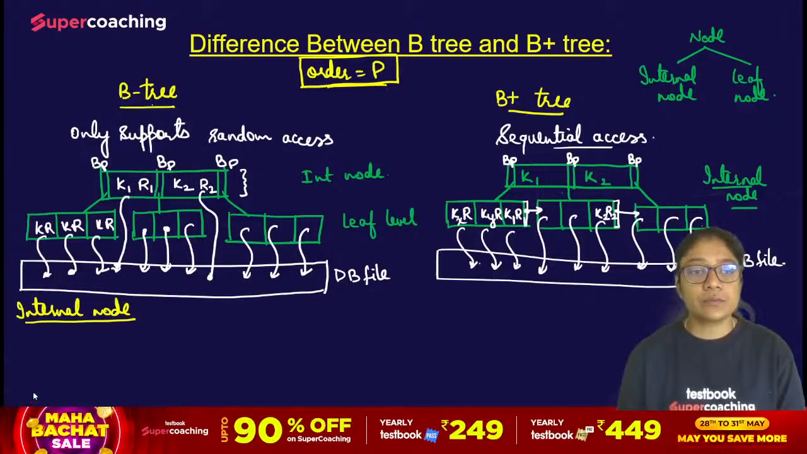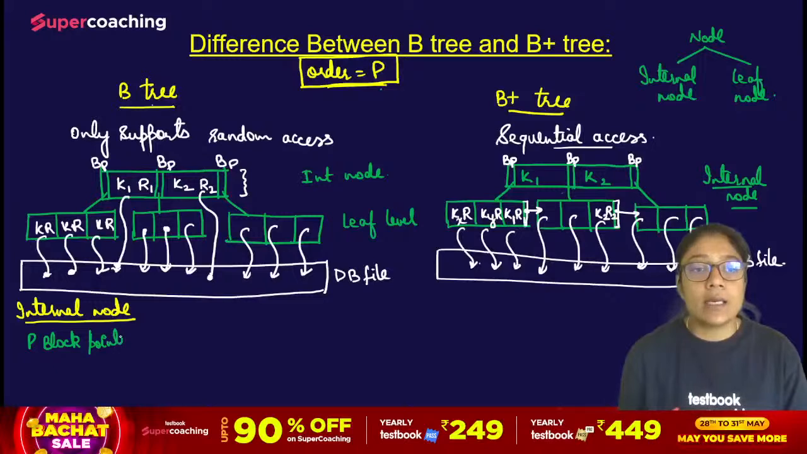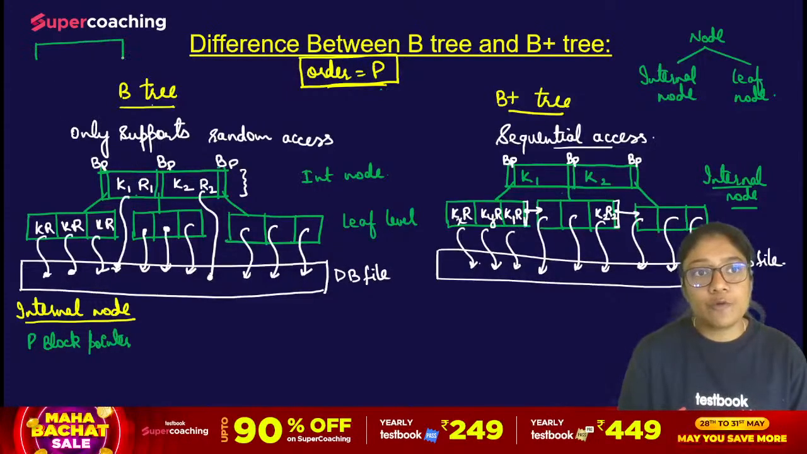So can somebody tell me what should be the formula for the internal node? Formula kahin se nahi aaya. If you are comfortable with the structure, then easily you can write the formula for the internal node. If order P is there, that means block pointers kitne honge? P block pointers will be there. There will be P block pointers. Let us assume that if the order was 3, तो 3 block pointers आए तो keys कितनी आएंगी? 2. If the order is given as 4, that means 4 block pointers are there. 1, 2, 3, and 4.